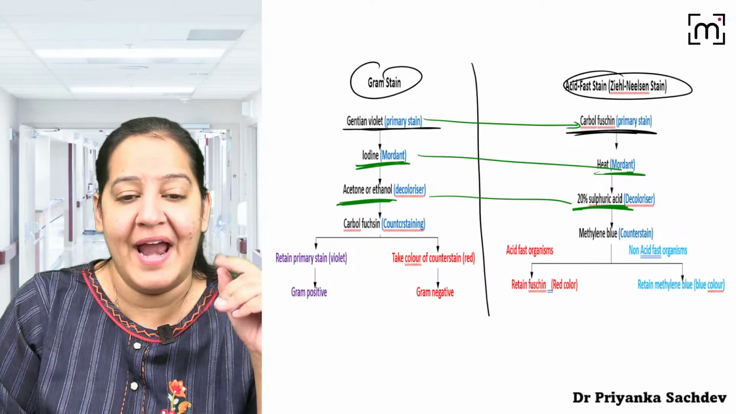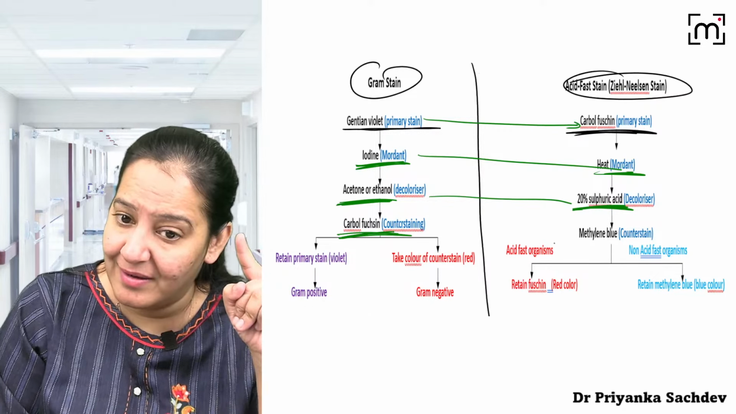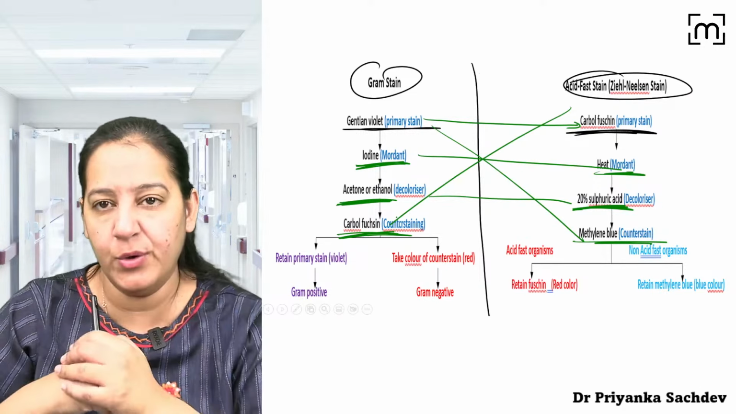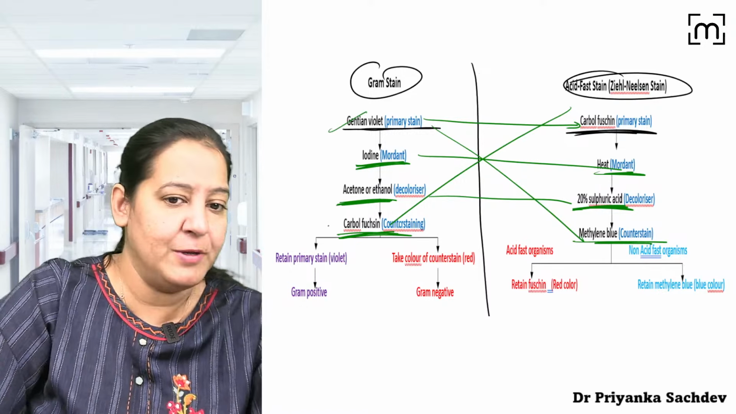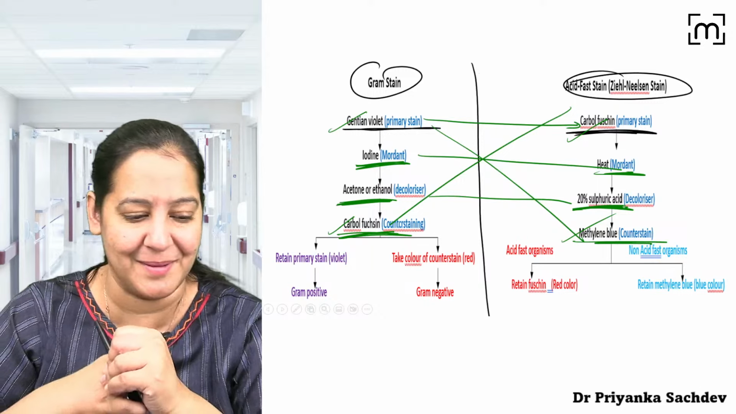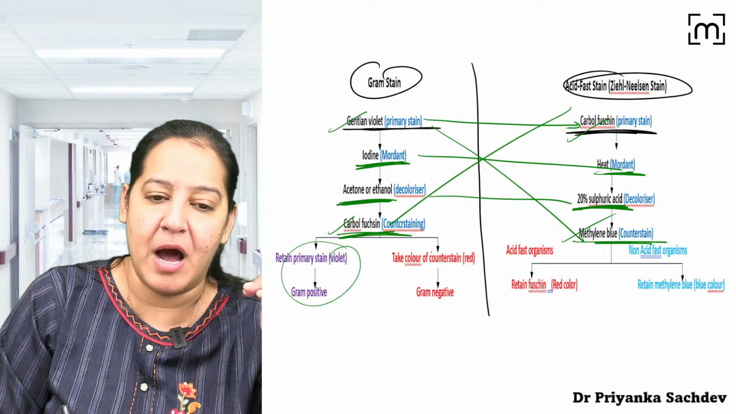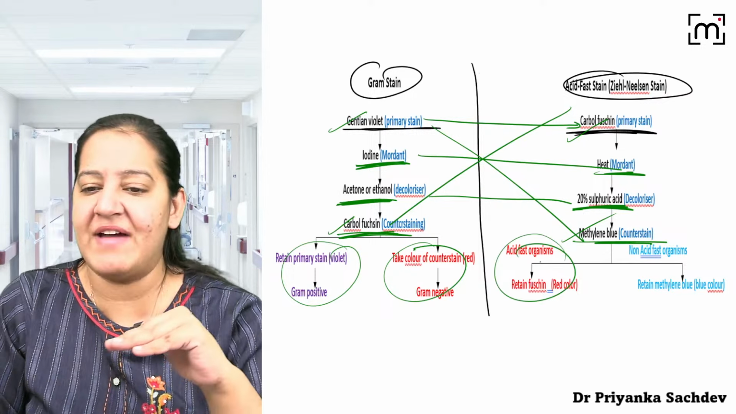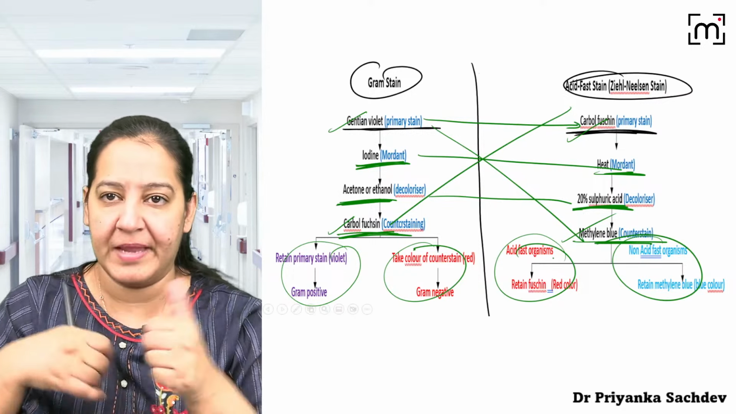See how I have put it comparatively. Comparatively you have to learn. The secondary stain here is red color, and here it is blue color. So primary and secondary stains are reversed in each of them. Here primary is violet, secondary is red; here primary is red and secondary is blue. At the end we have Gram positive, Gram negative, and here we have acid-fast organism and non-acid-fast organism. Everyone give me a thumbs up.